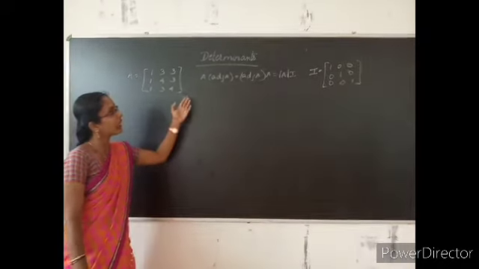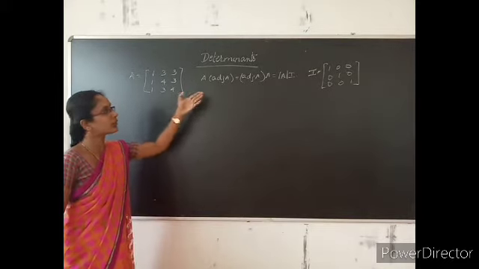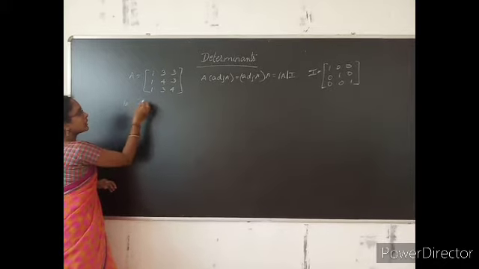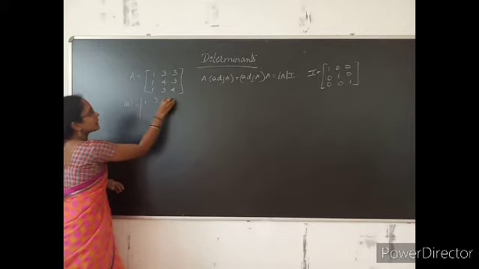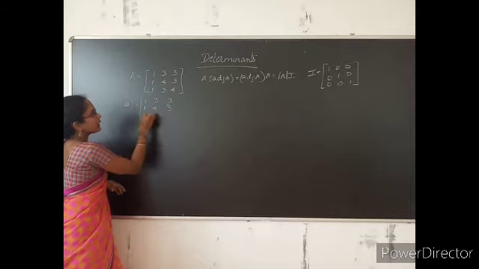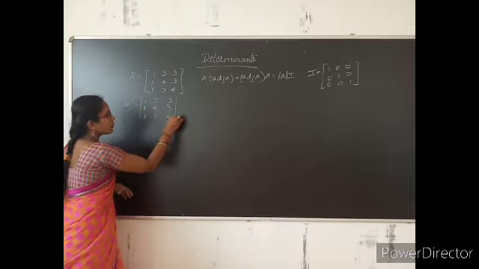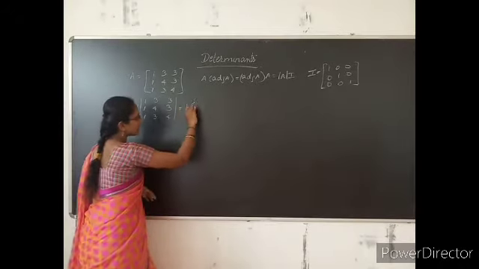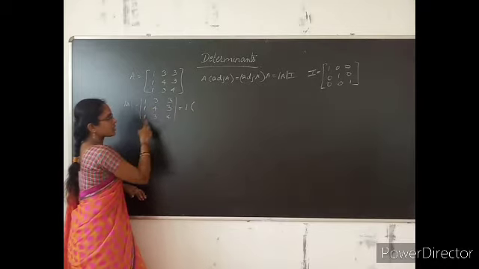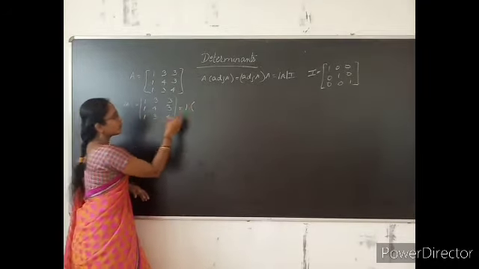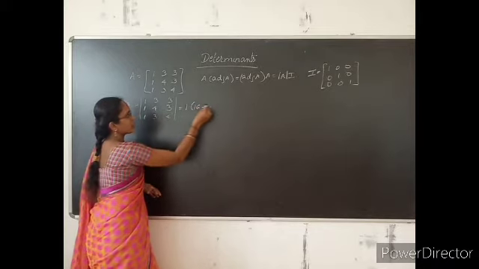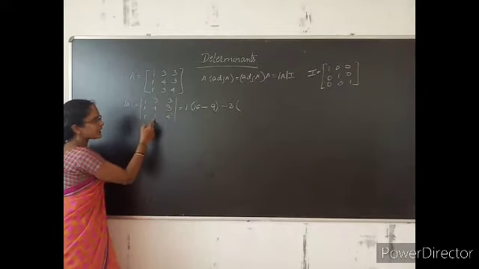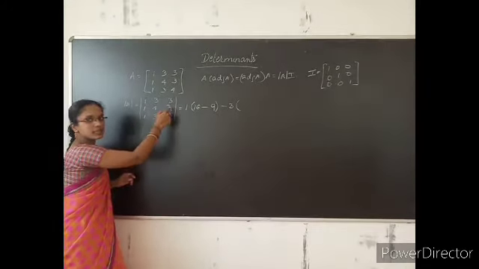Let's check it. A into adjoint A. Before that, I will first find the determinant of A. So the determinant of A is equal to the determinant of 1, 3, 3, 1, 4, 3, 1, 3, 4. You know how to find the determinant of a 3 by 3. So 1 into, delete the first row and first column, you get a determinant: 4 into 4 is 16, minus 3 into 3 is 9. Minus 3 into, delete the first row and second column, you get 1 into 4 minus 1 into 3.